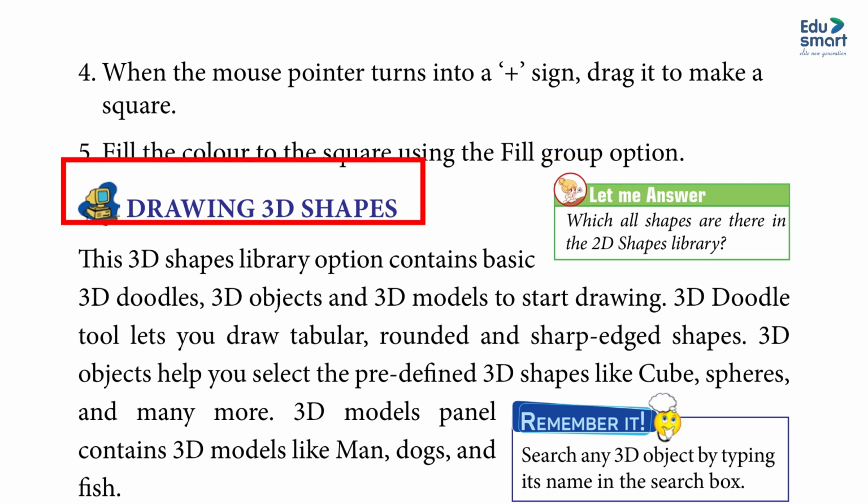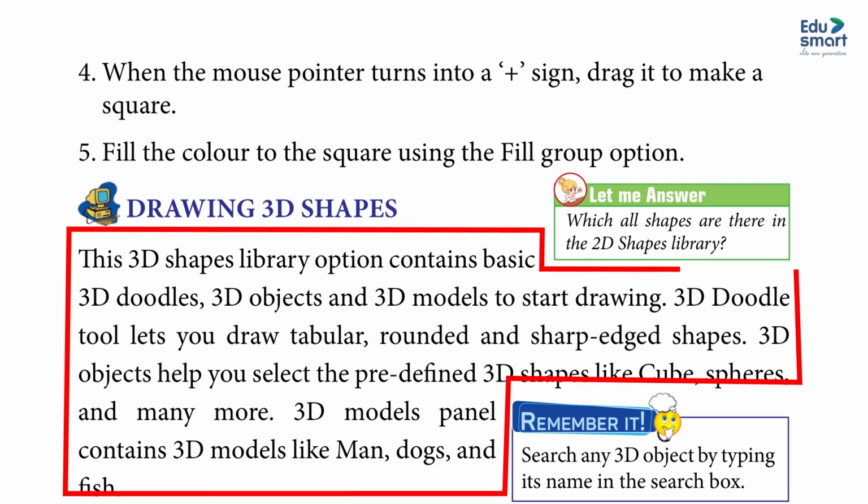Drawing 3D shapes. This 3D shapes library option contains basic 3D doodles, 3D objects and 3D models to start drawing. The 3D doodle tool lets you draw tubular, rounded and sharp edge shapes. 3D objects help you to select the predefined 3D shapes like cube, spheres and many more. The 3D shapes panel contains 3D models like man, dogs and fish.